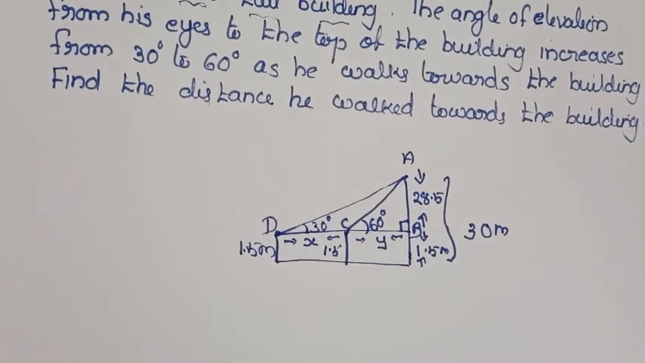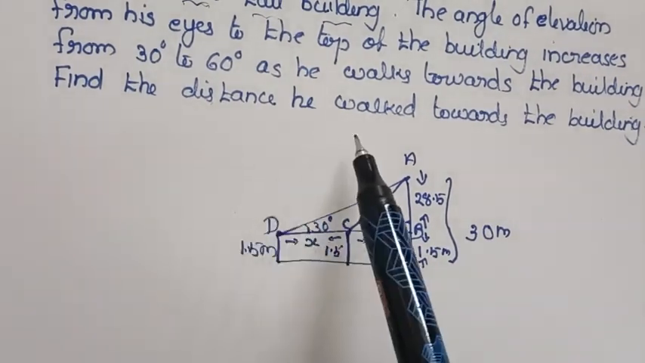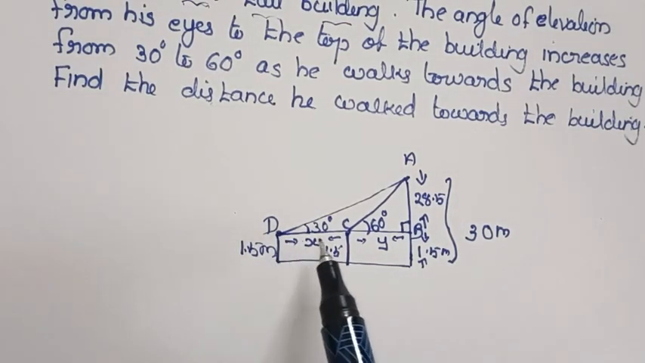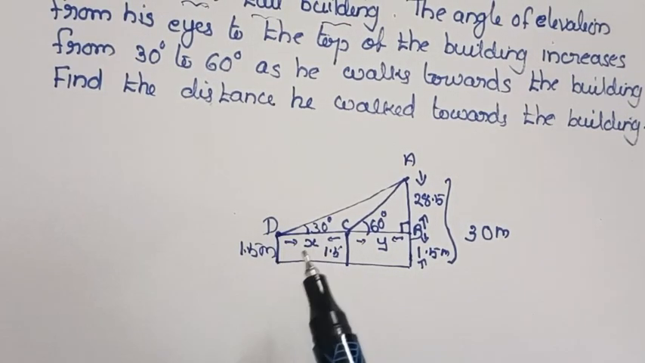We have to find the distance he walked towards the building. That is, we have to find x.